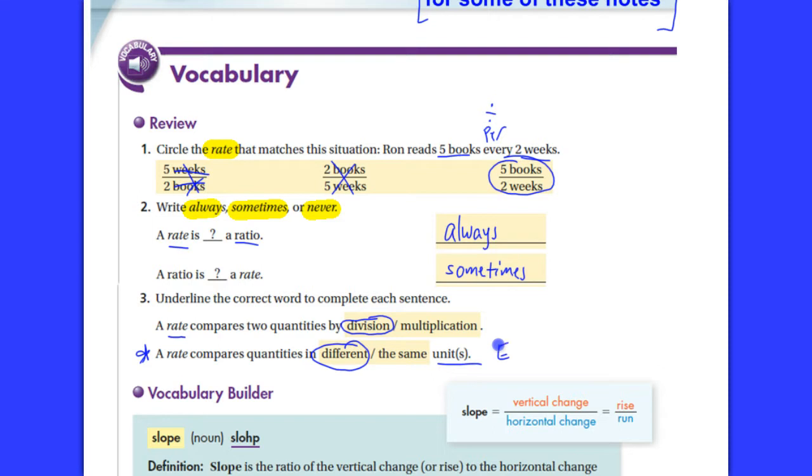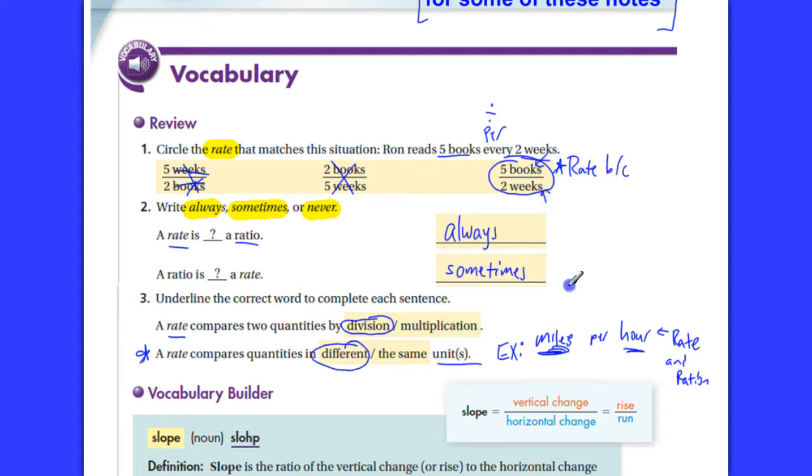An example of a rate would be miles per hour. Now that is a rate, and it's also a ratio. The reason it's a rate is because a mile is not an hour. A mile is a measure of distance. An hour is a measure of time. Back here, the first example, this is a rate and a ratio, because you have books and weeks.